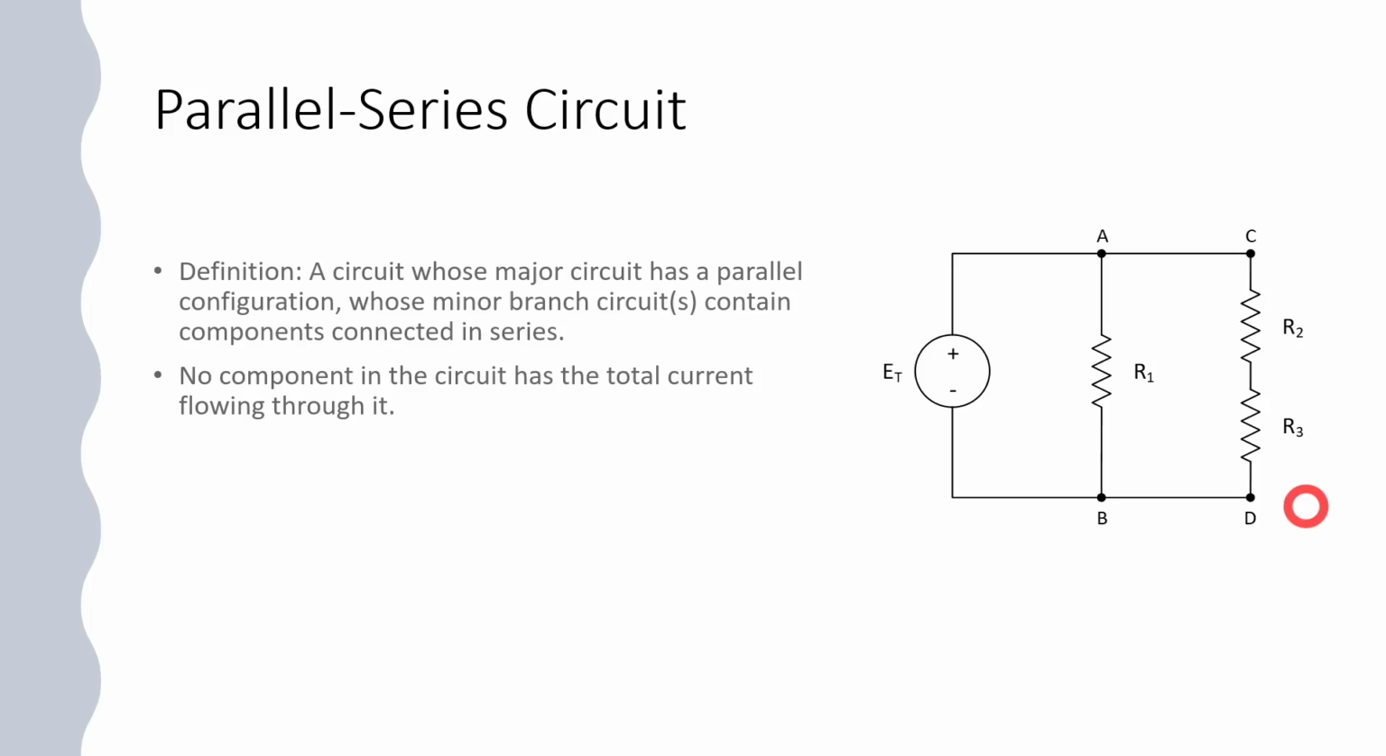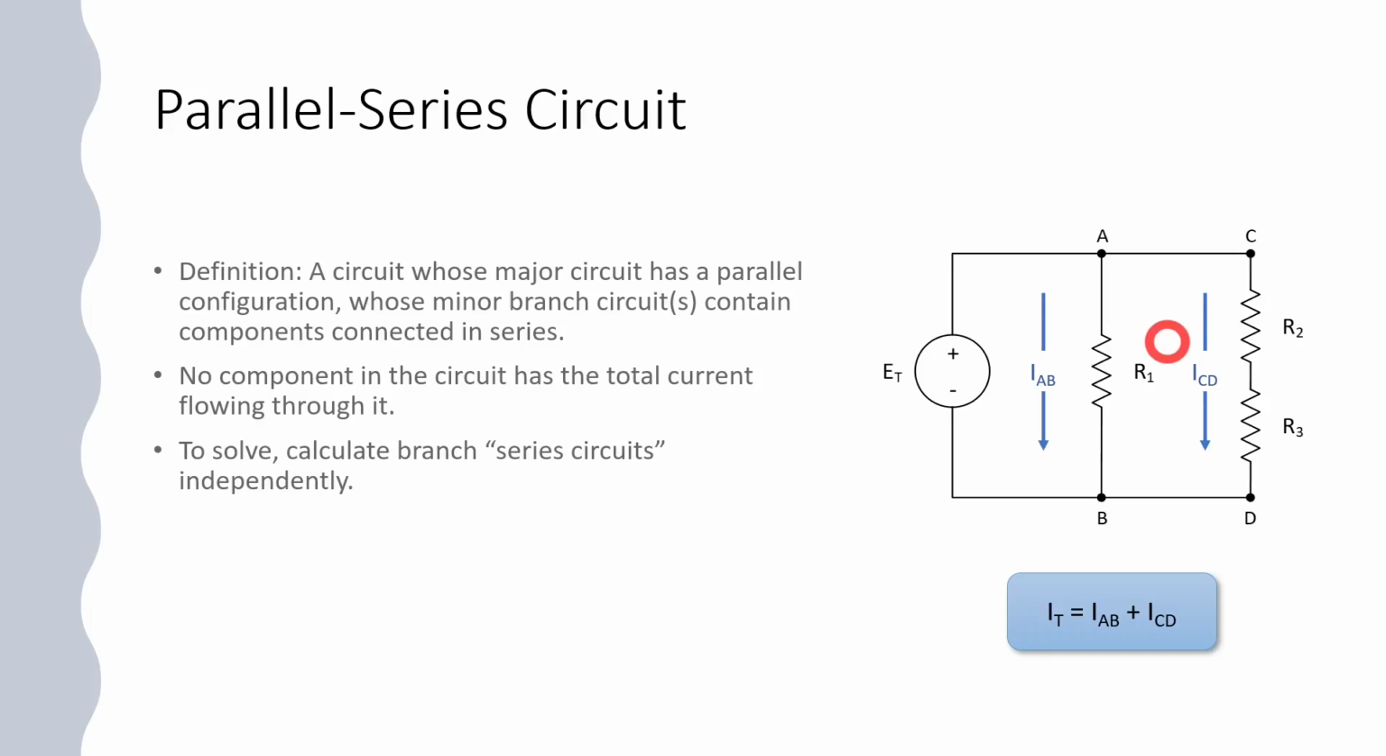A defining characteristic of a parallel series circuit is that no component in the circuit shall have total current flowing through it. Right here at point A, or node A, the total current is going to be divided. That's Kirchhoff's current law: the sum of the current coming into that point has to equal the sum of the current coming out. Some of it is going to go this way and some of it is going to go that way. So we do have a current divider, and since this circuit is a current divider, it is going to be a parallel series circuit. We have current flowing that way and that way, and neither one of those two will be total current. Total current will actually be the sum of those two currents.